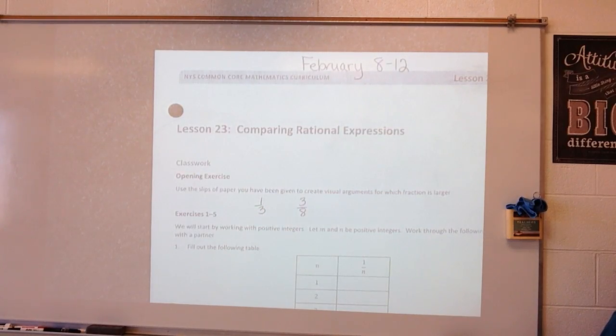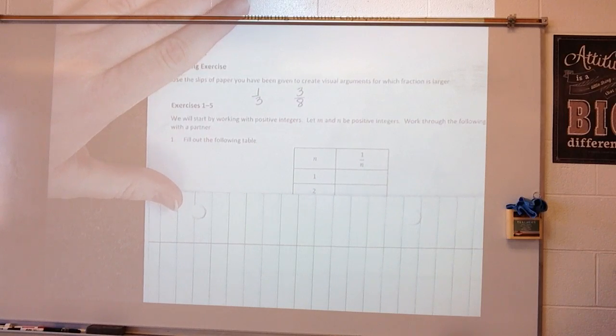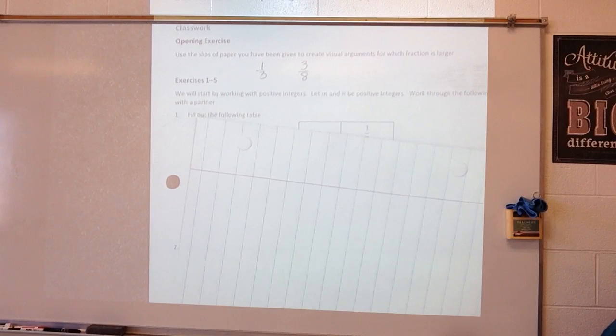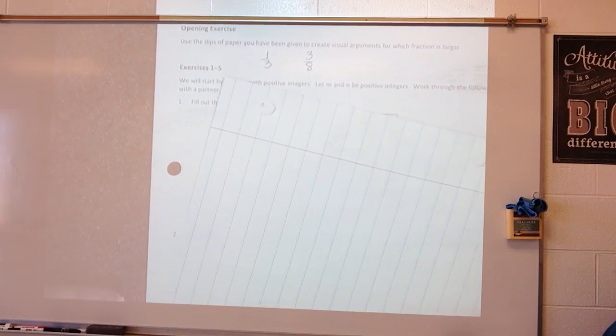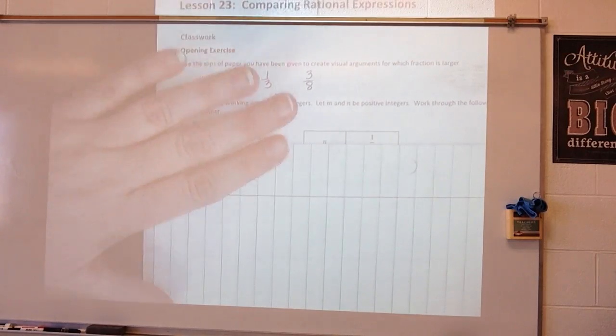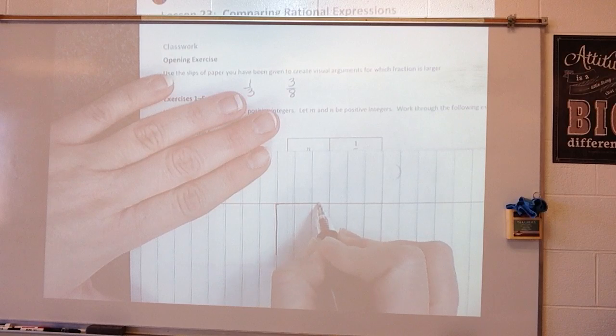All right. We are going to be comparing rational expressions. So our whole goal is to compare rational expressions by writing them in different but equivalent forms. So in looking at this, there are a couple ways that I can actually talk about these two fractions. One of the biggest things would be to create an area model. So I'm going to create an area model here.